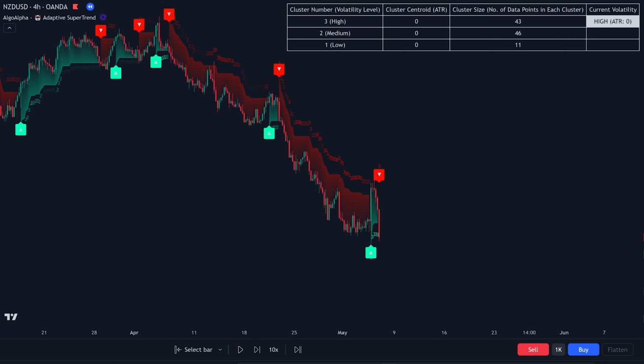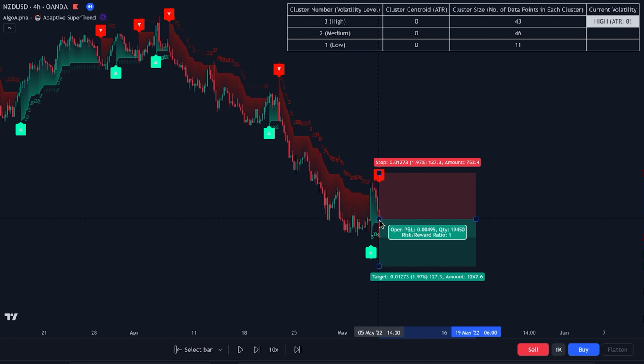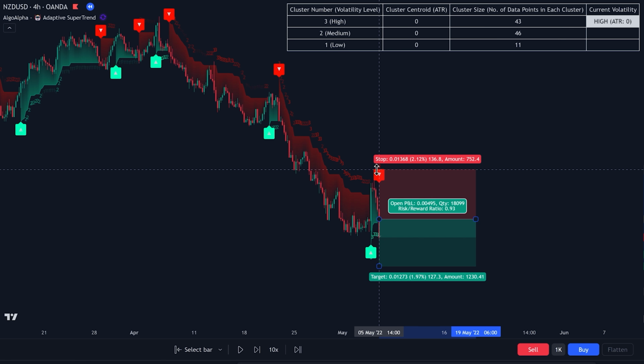The ideal entry point is after the price has confirmed its bounce off the upper boundary and is moving downward. The red triangle indicator reinforces the sell signal, showing that the trend is likely to continue. To manage risk, the stop loss is placed just above the upper boundary, or the recent swing high. This protects the trade in case of a reversal or a sudden spike against the trend.